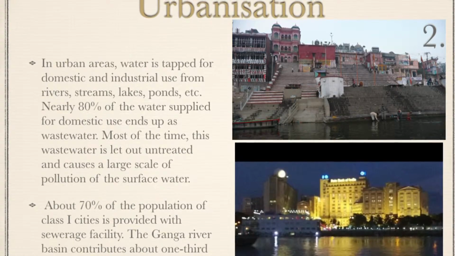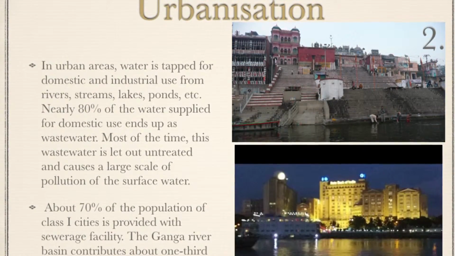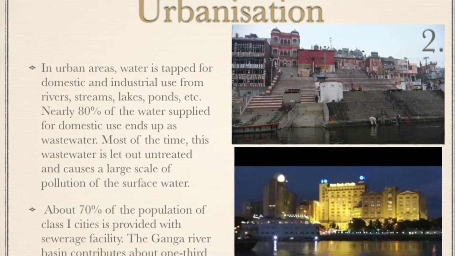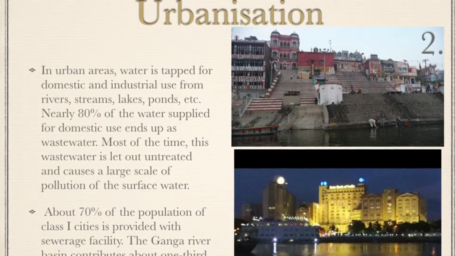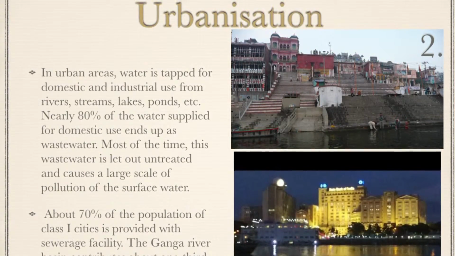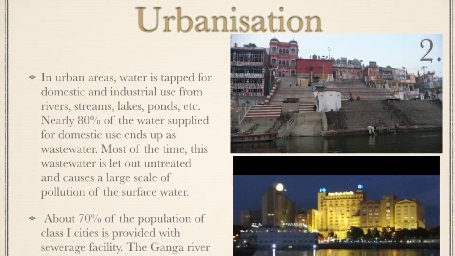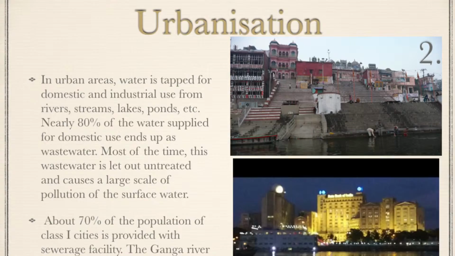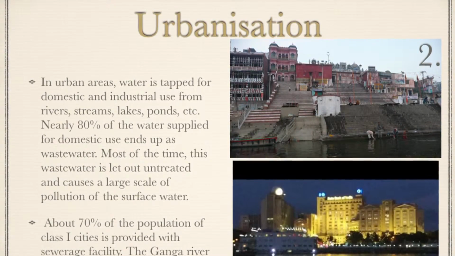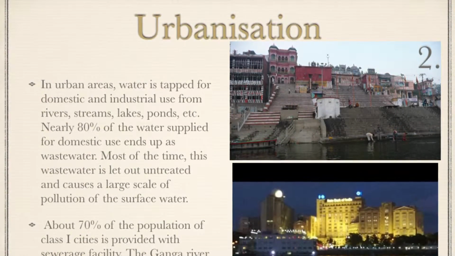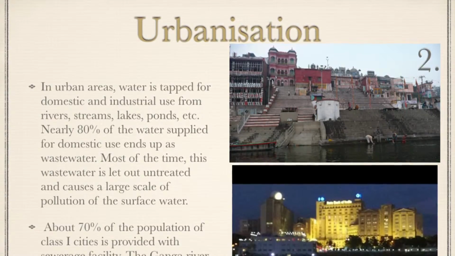The Ganga River Basin contributes about 1/3 of the total wastewater of India. As you can see here, major cities like Varanasi, the top picture, in northern India depend extremely on the river Ganga. The picture below is the State Bank of India in Kolkata, with the Ganga River running next to it. The picture looks perfect, but the next slide shows a different story.